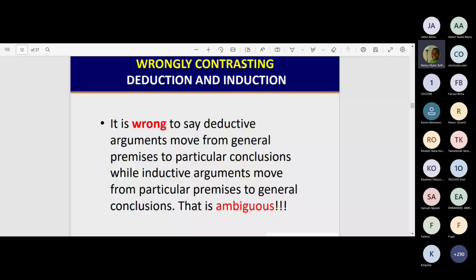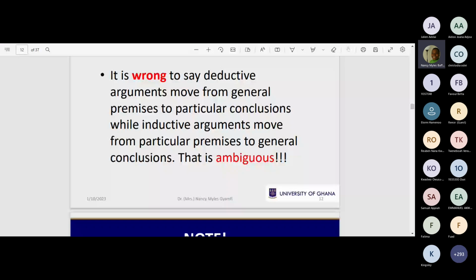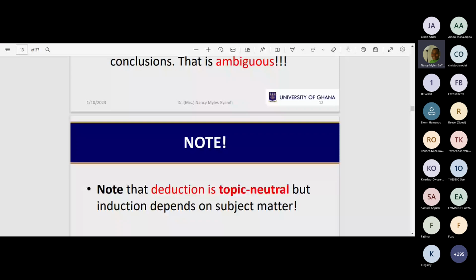That is why immediately after this slide, which has just diffused the movement from particular to general as a criterion, threw it out and said, do not go distinguishing deduction from induction by saying that one moves from general to particular. Because that is sorted, we'll move quickly to the next slide, which only talks about how deduction is topic neutral. And I talked about it in the introduction. So you just have to see it, and then we move on, whilst induction deals with subject matter. Any questions?